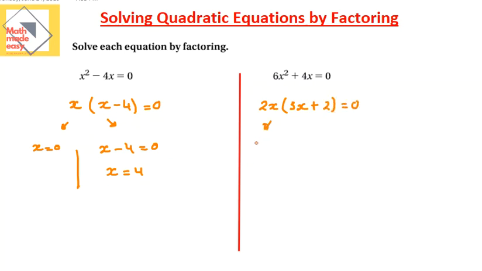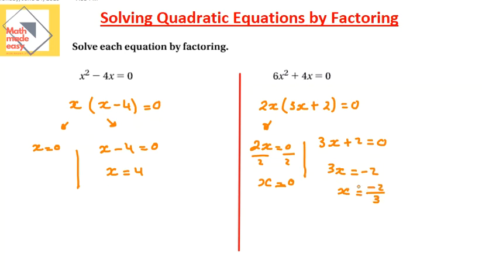Again, as we said, 2x equals 0 and 3x plus 2 is equal to 0. In this case, divide both sides by 2, and you'll get that x is equal to 0. So this is one of the solutions. If I have a parabola, it will intersect with the x-axis at 0. And here I have 3x equal to negative 2, which will make x equal to negative 2 over 3 when you divide both sides by 3.